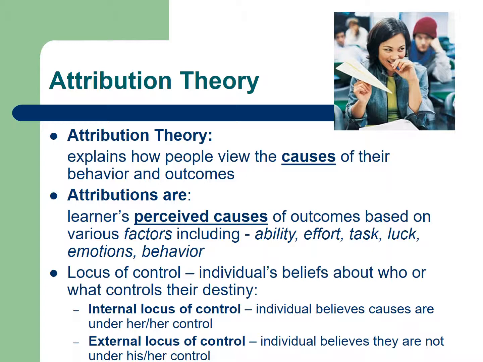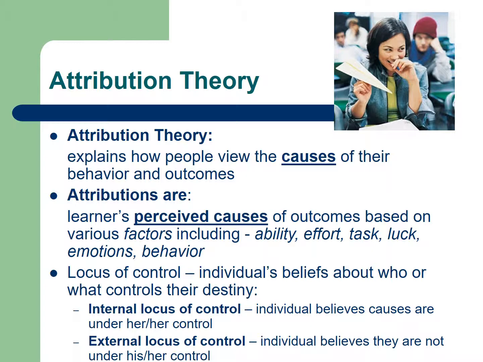So, a lot of the mindset that students have is thinking about the causes for the failure. And attributions are the learner's perceived causes of the outcome of getting an F on that exam. They say, why did I get this? And they base this reasoning on various factors, including ability, effort, the task itself, luck, emotions, behavior, and other things that are sometimes outside of their own control. Now, most students have one of two types of what's called locus of control. A locus of control is an individual's set of beliefs about who or what controls their destiny.